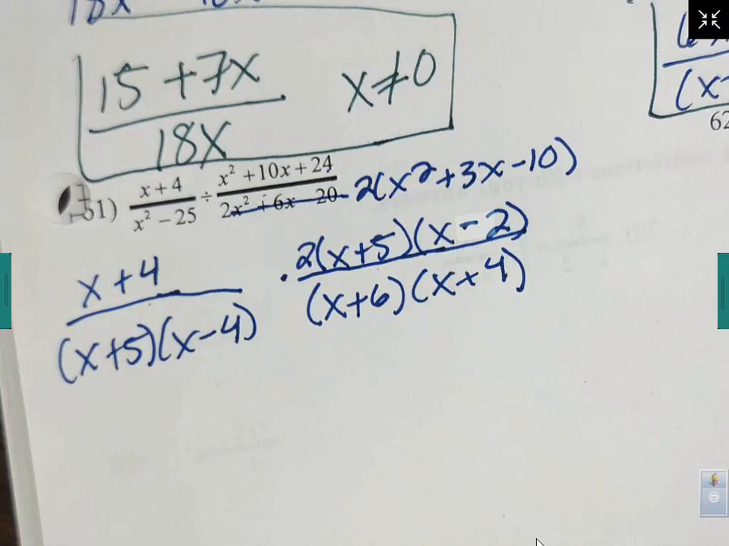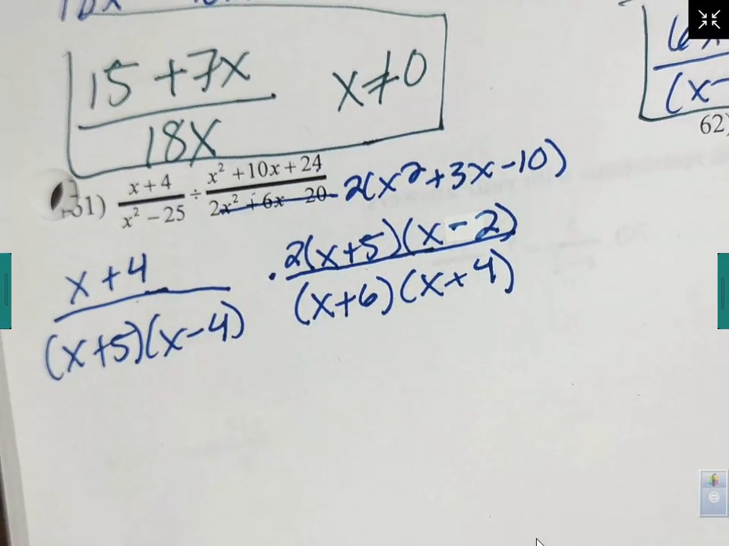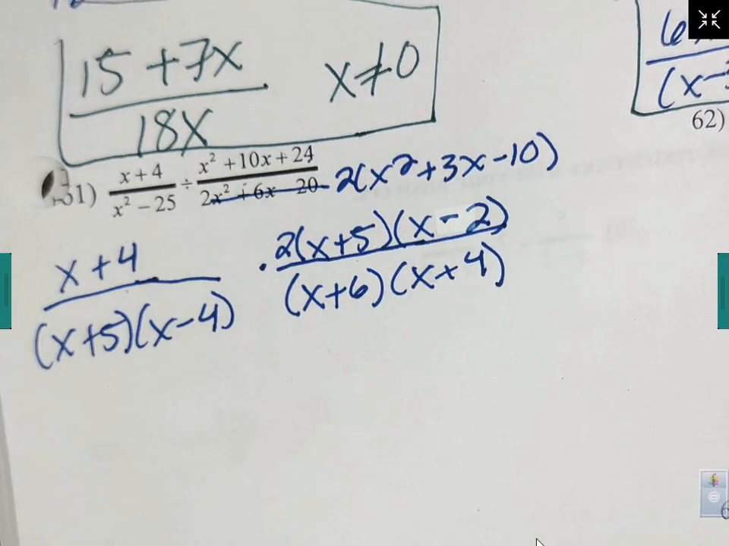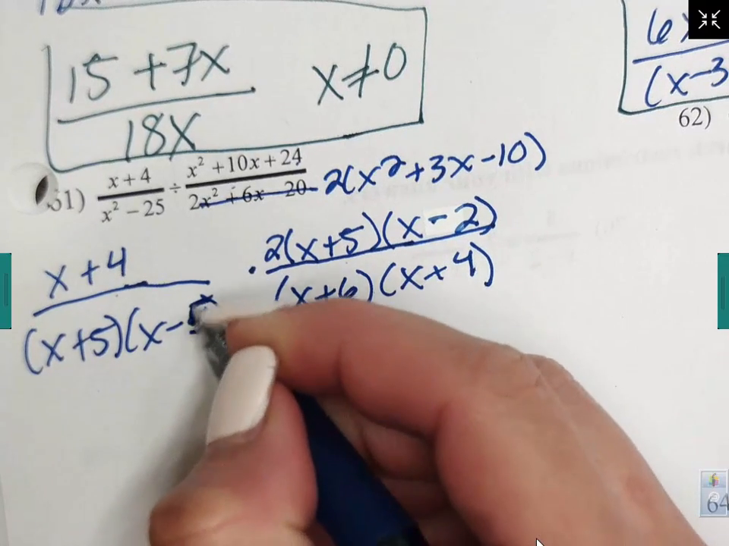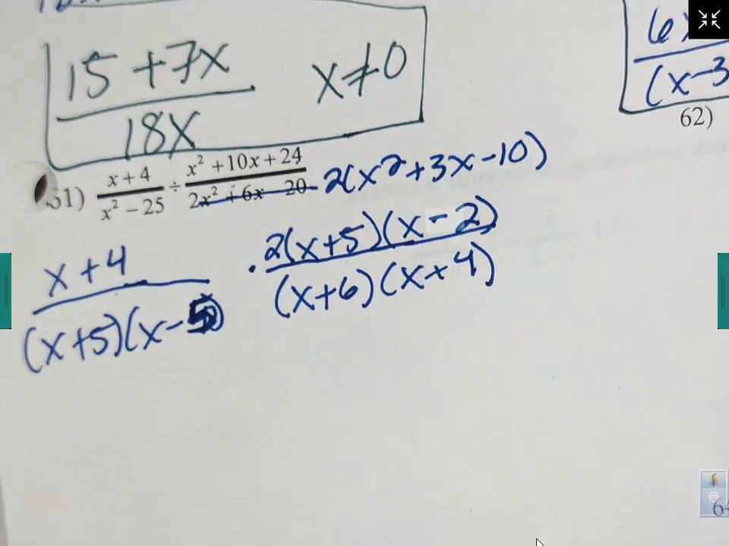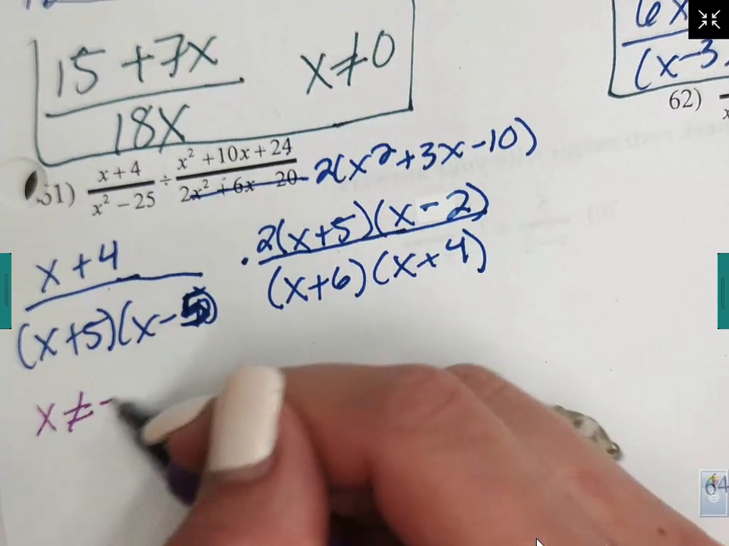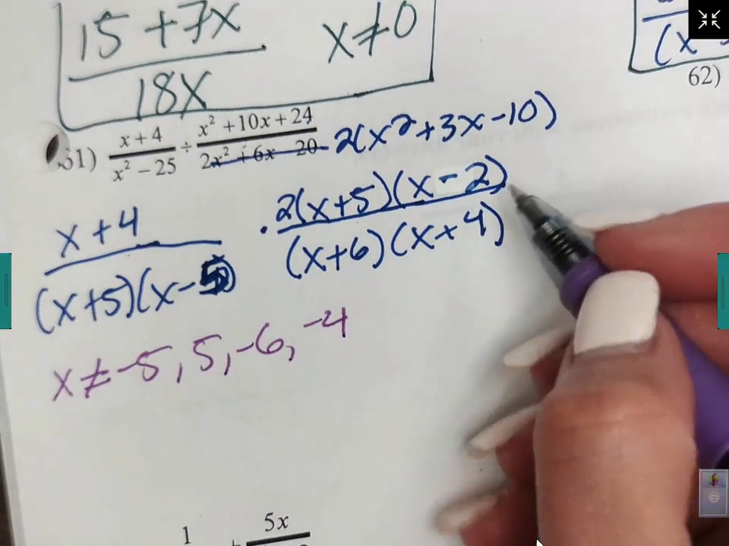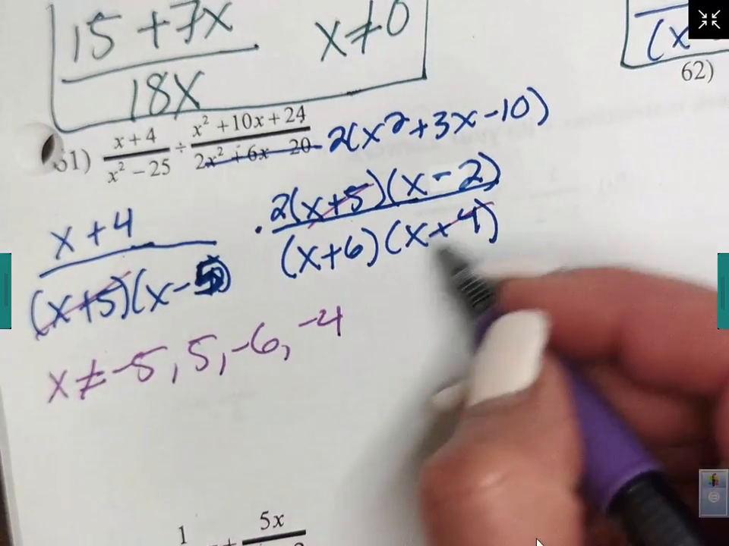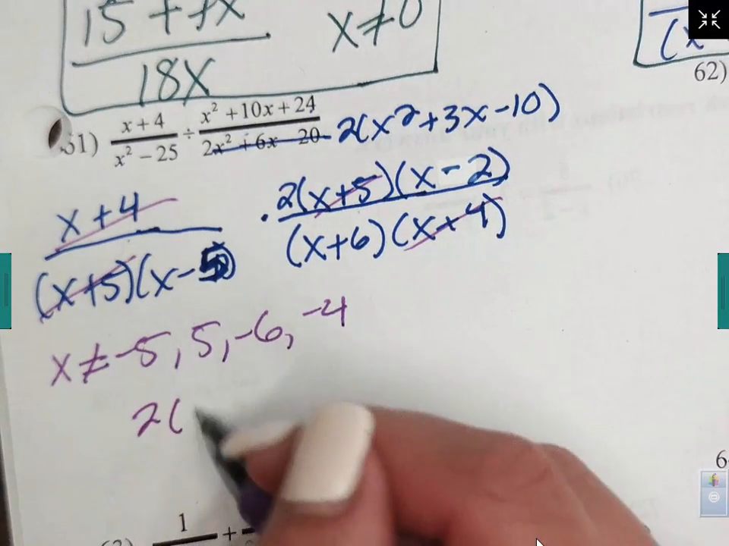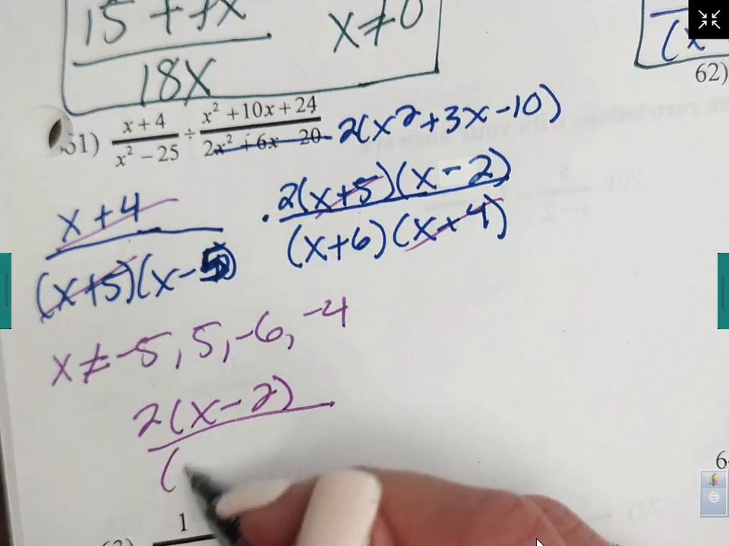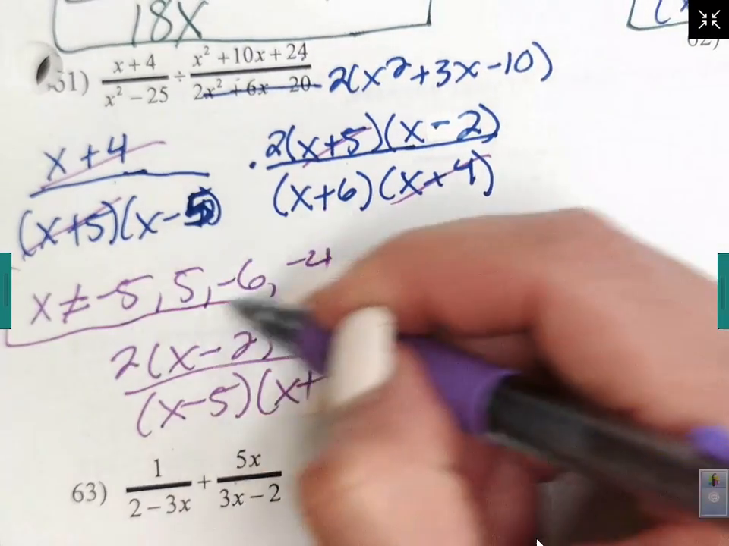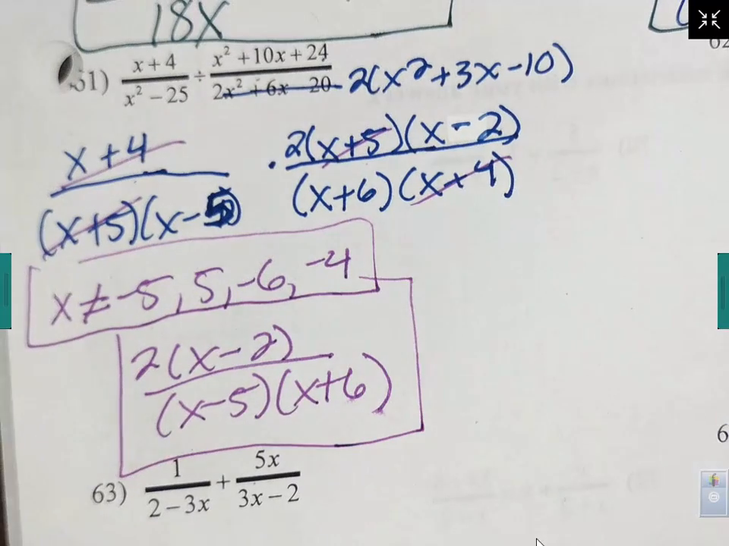All right, so now we're going to simplify this. Oh, what do we need to do before we simplify? Oh, thank you. I don't know why I put 4, thank you. So we need to identify restrictions. X cannot be equal to negative 5, positive 5, negative 6, or negative 4. And then we can simplify. We've got a 5, 5, 4, 4, and we're left with 2 times x minus 2 divided by x minus 5 times x plus 6. So this guy and this guy is part of our answer.